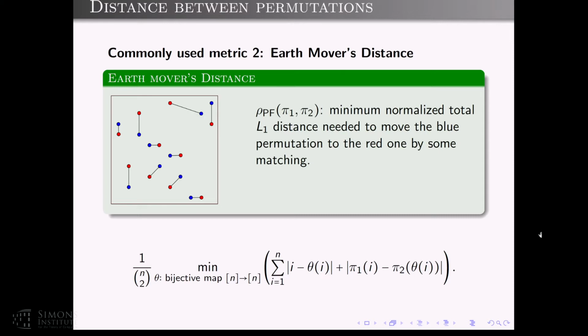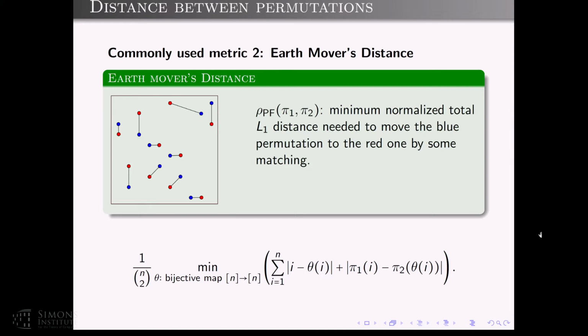So another commonly used metric is called the Earth mover's distance. The name kind of suggests what this metric means. Again, we have 2 permutations, the red one and the blue one. The Earth mover's distance is the minimum distance I have to move in order to make the blue permutation go to the red permutation. What that means is you find a matching between the 2 permutations, and we have to move the blue dots along those bars of the matching to go to the red dots. And the Earth mover's distance is defined, before normalizing, as the minimum distance I have to move among the optimal matchings.